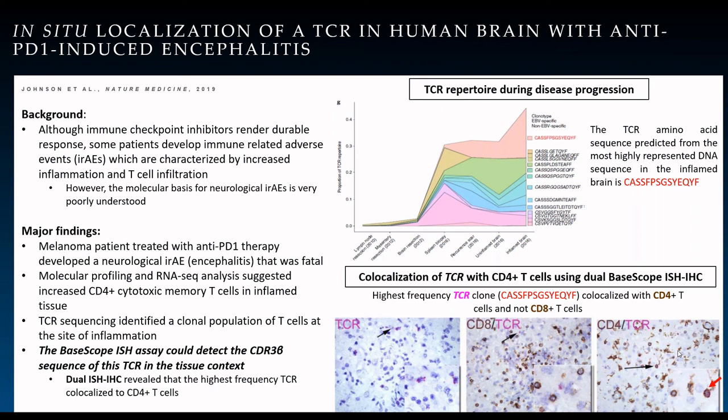And they were able to identify this by using an antibody against CD4 and using our BASESCOPE TCR probe. As you can see, these co-localize on the CD4 positive cells and not on the CD8 positive cells, helping them understand that it was a CD4 positive memory T cell population that was inducing this encephalitis.